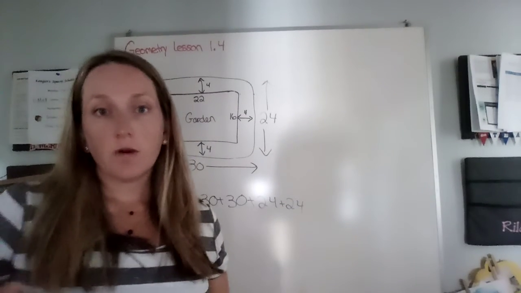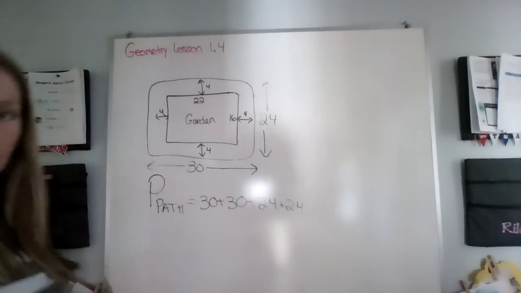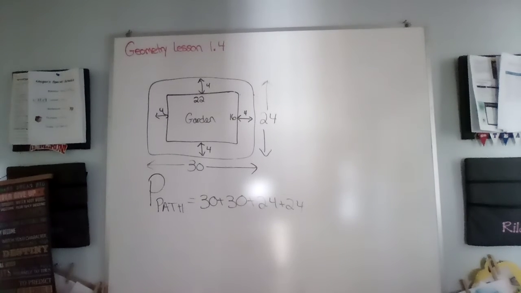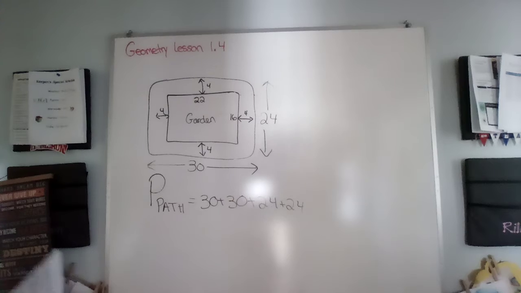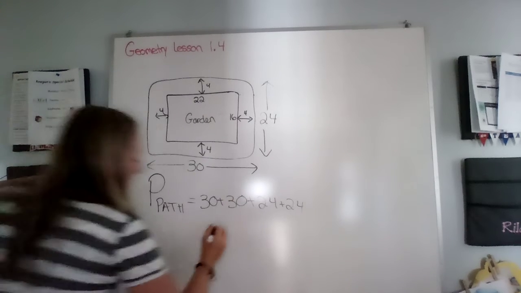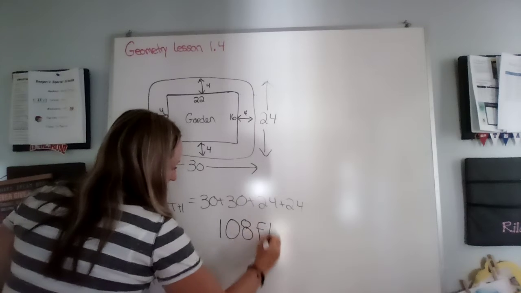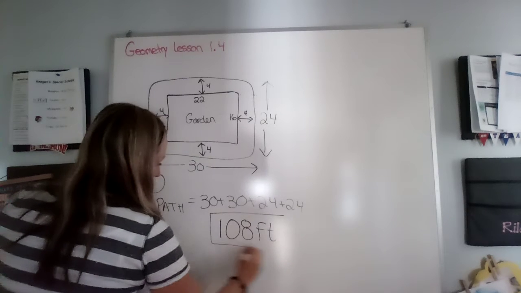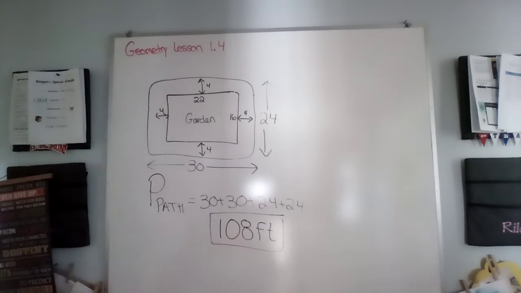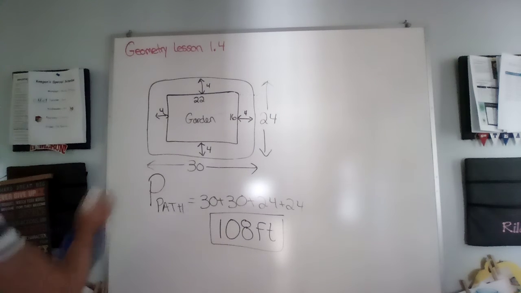Sorry guys, my video got cut off, so let's keep on working on this perimeter problem. So again, it's 30 plus 30 plus 24 plus 24, and you add together to get 108 feet. Okay, so that's how much edging material that they would need for the path. Alright, let me erase to get started on the next one.